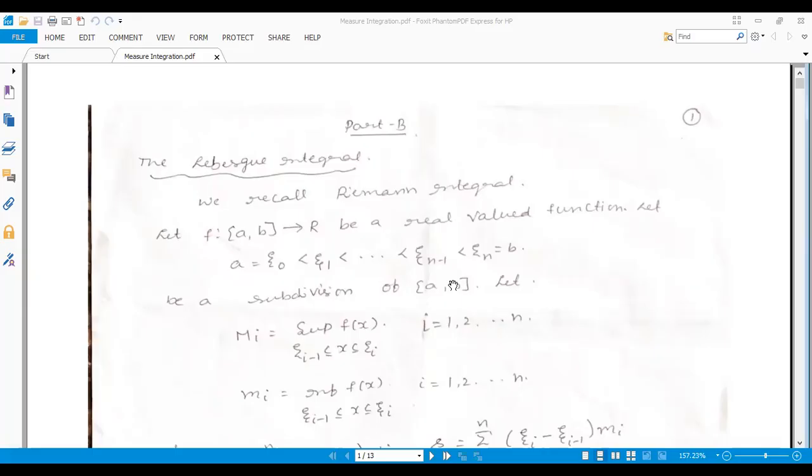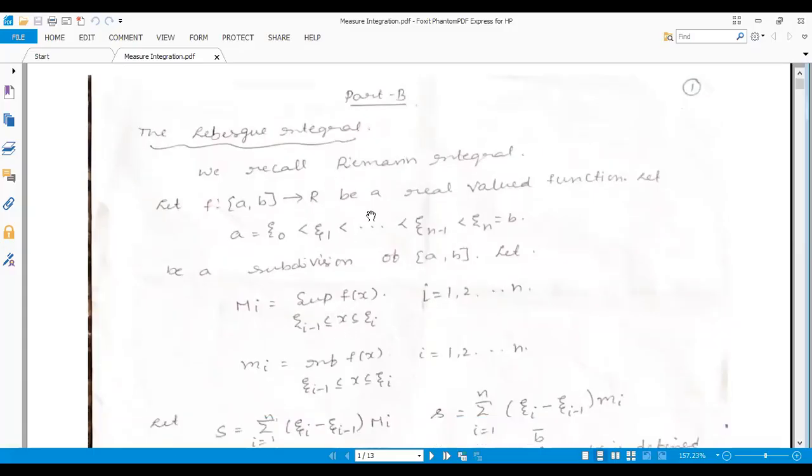Let Mi be the supremum of f(x) over Δxi, that is, x lying in each partition interval, with i running from 1 to n. You have already seen this in the pictorial representation in the last class. Similarly, small mi is the infimum of f(x) over Δxi, that is, x lies between x(i-1) and xi.